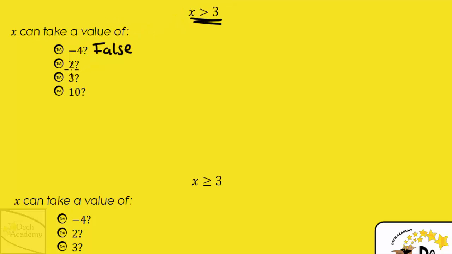X can take a value of 2. Is 2 greater than 3? No. So when x is 2, the inequality is not satisfied. X can't take a value of 2. X can take a value of 3. Is 3 greater than 3? No. So x can't take a value of 3.